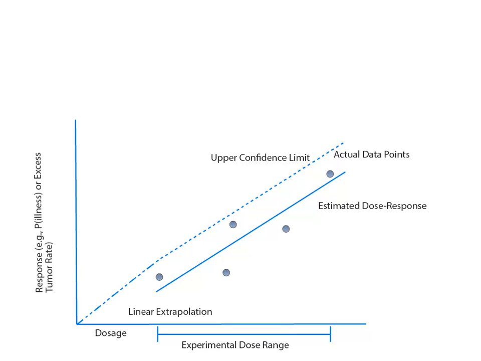This problem is frequently handled by using a linear extrapolation from the upper confidence limit to the origin. Using the origin as a terminal point requires us to assume a no threshold limit. In other words, one atom of a chemical or one cell of a pathogen is assumed to be capable of causing the response of interest.